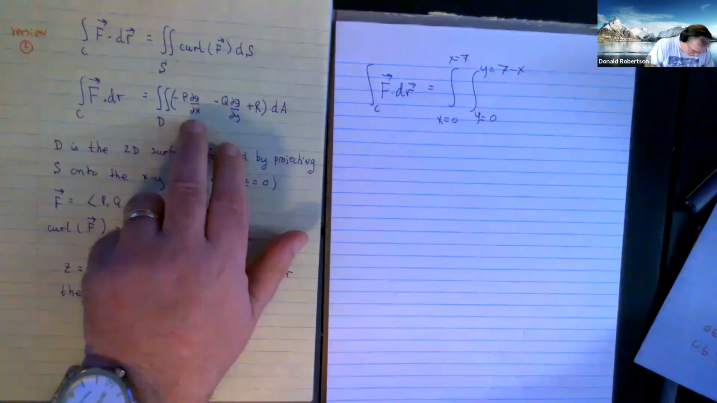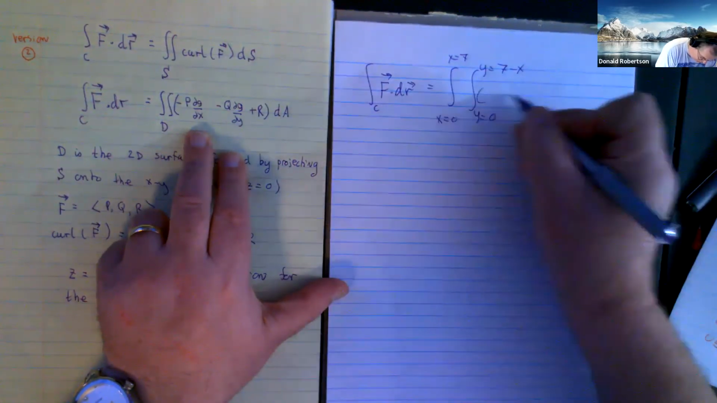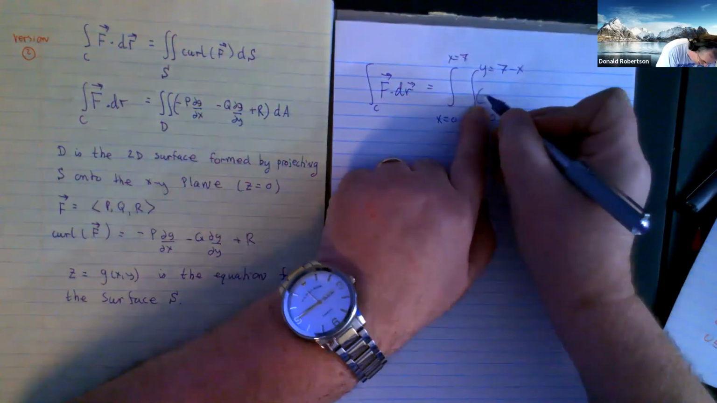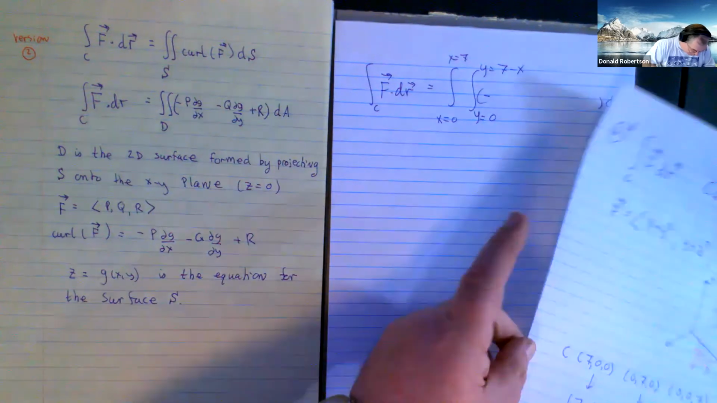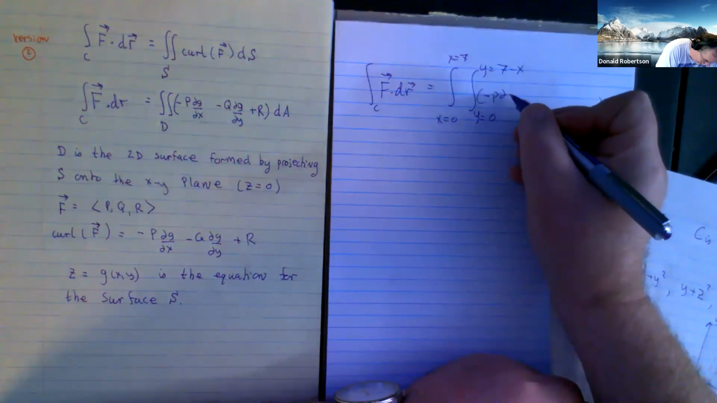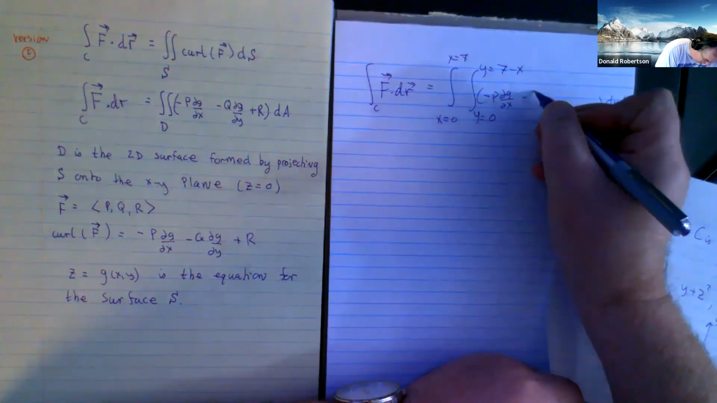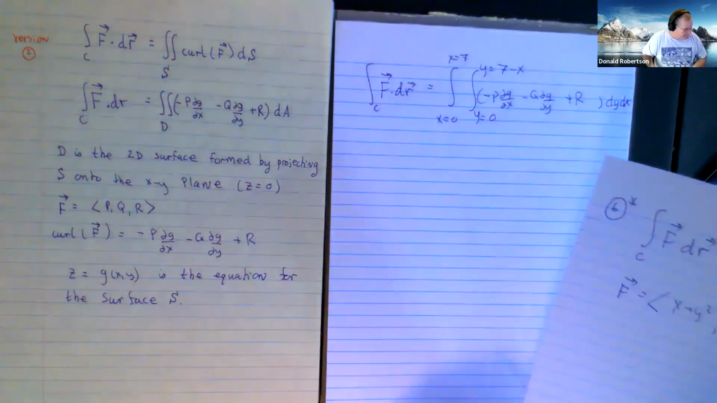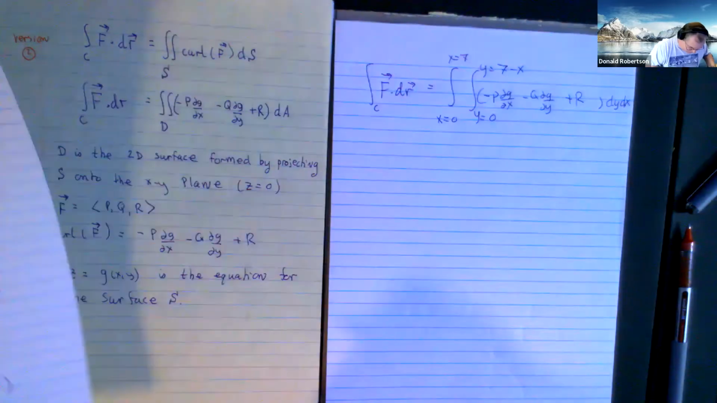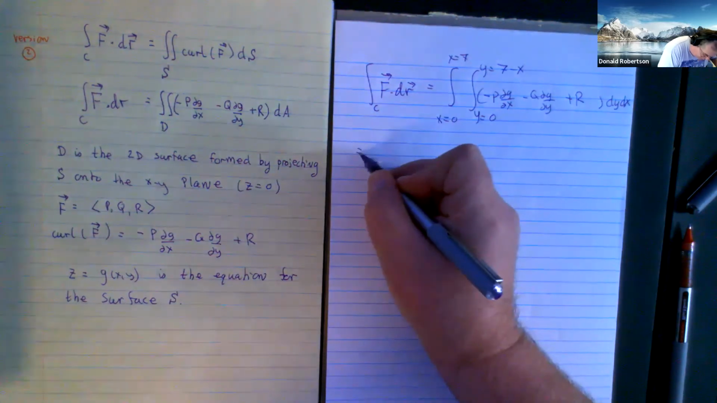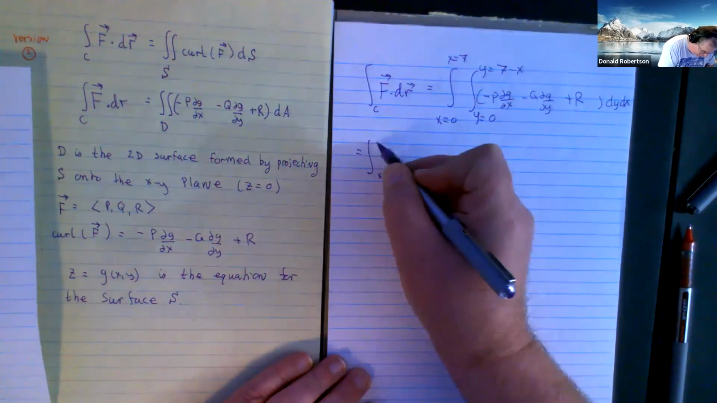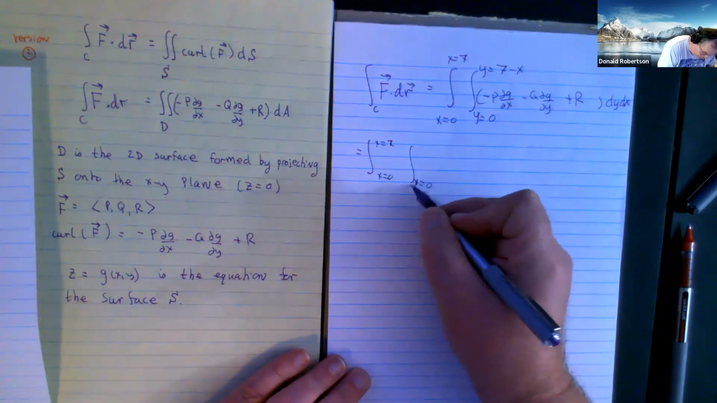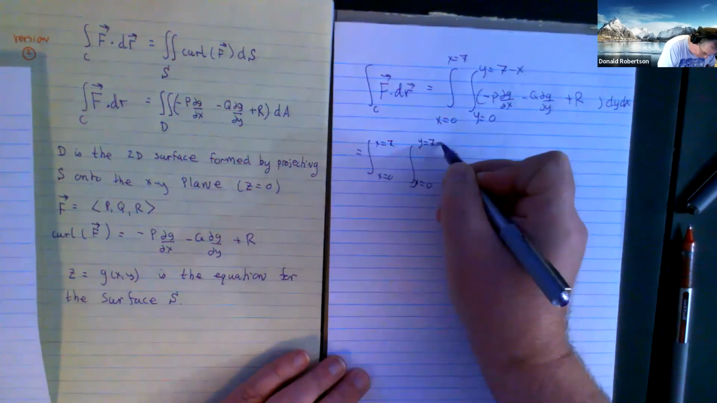According to Stokes' theorem, the guy in here is going to be the curl, and it's going to be a dy dx. And what do we get? We get negative p, I'll just write it down, negative p this guy, negative q this guy, plus r. So it's going to be the integral from x equals 0 to 7, y equals 0 to 7 take away x.